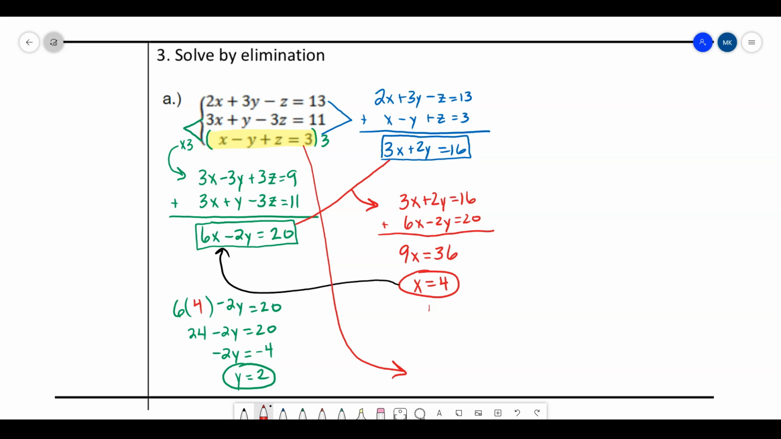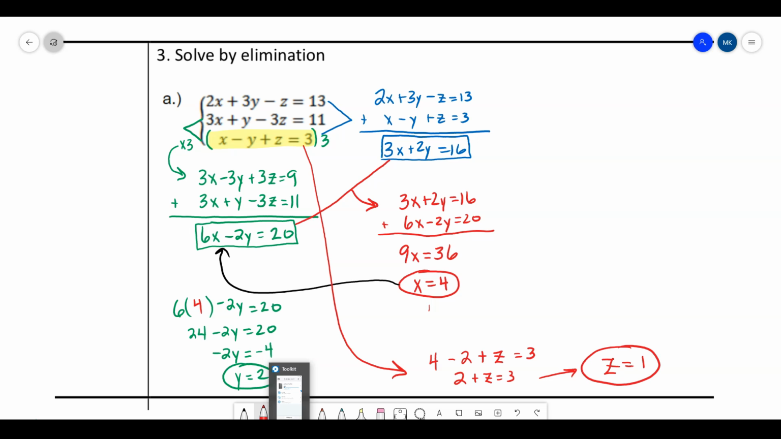So we know that x minus y plus z has to be 3. So I know that x is 4. I know that y is 2. I don't know what z is yet, so I'm going to keep that z in there, and then that has to equal 3. So now we should be able to solve for z. So 4 minus 2 is 2, plus z is 3. So therefore, z has to be 1.